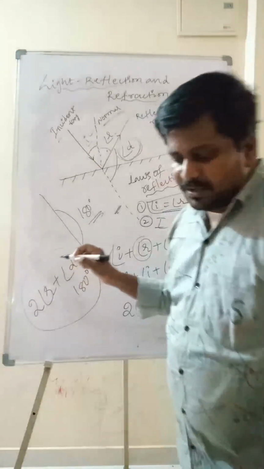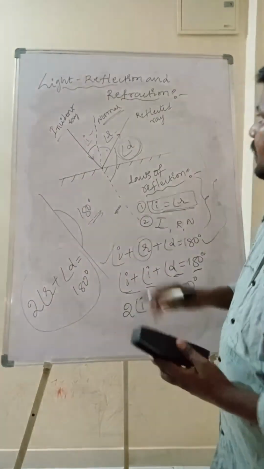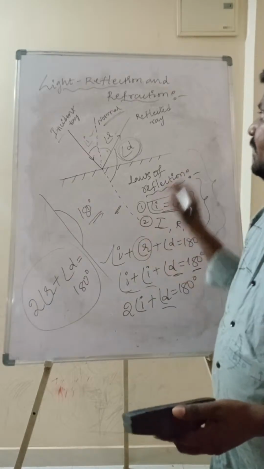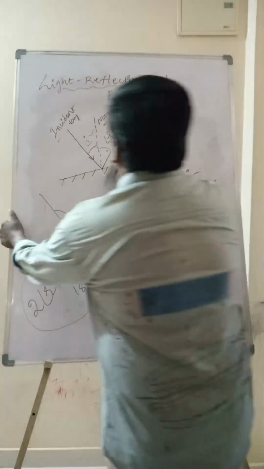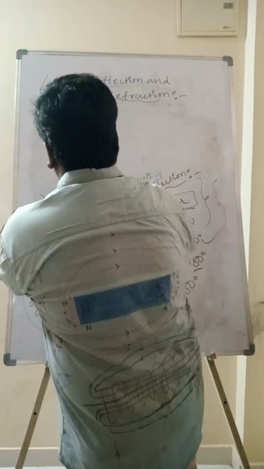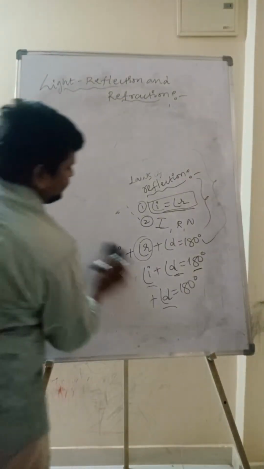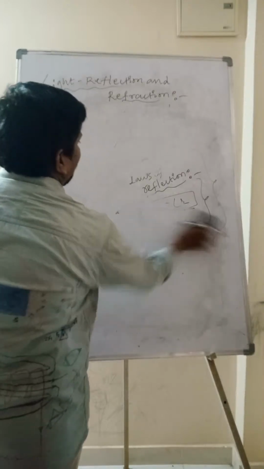So this is about reflection of light. Here there are 2 types of reflection: regular reflection and irregular reflection, or diffused reflection. We'll discuss that.